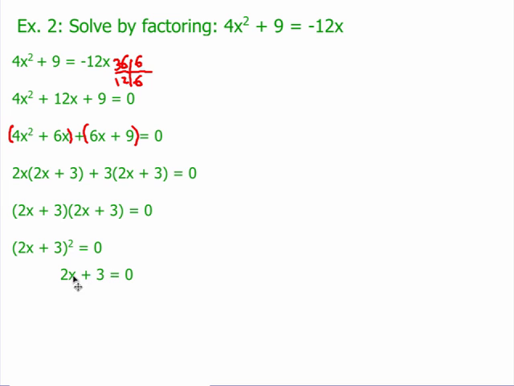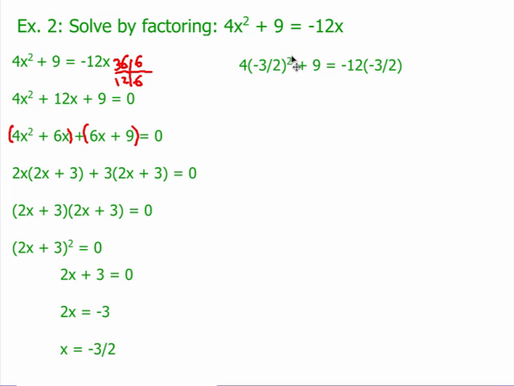So if we take a look at this, 2x plus 3 equals 0. Subtract 3 on both sides, I get 2x equals negative 3. Divide by 2, I get x equals negative 3 halves. So let's check our work. We're going to check it two ways. First, plug negative 3 halves into our original equation.